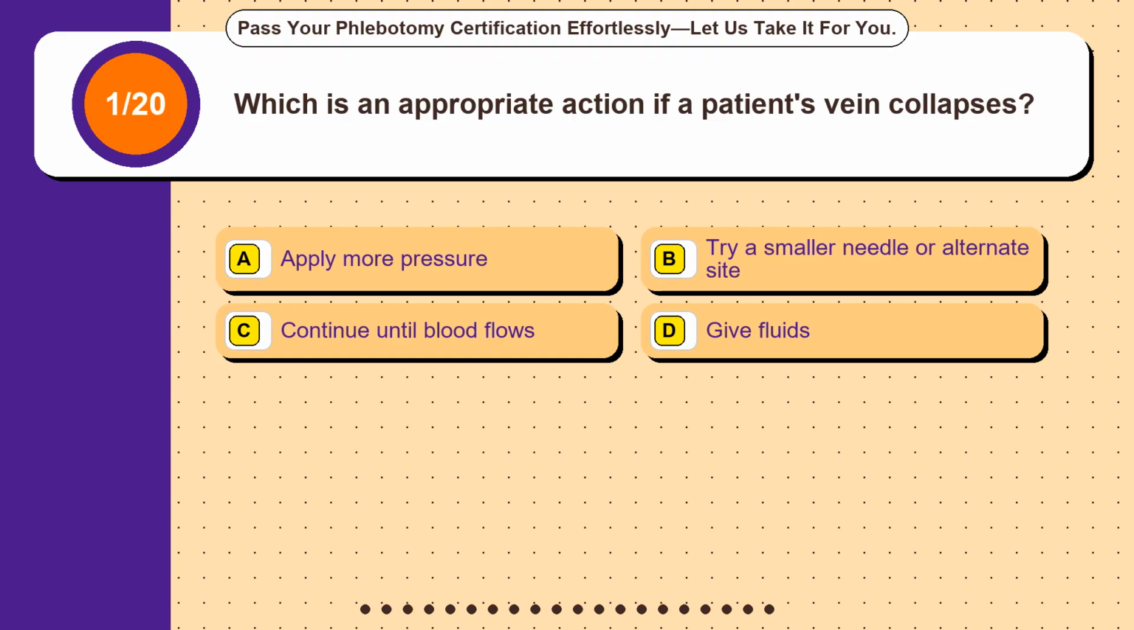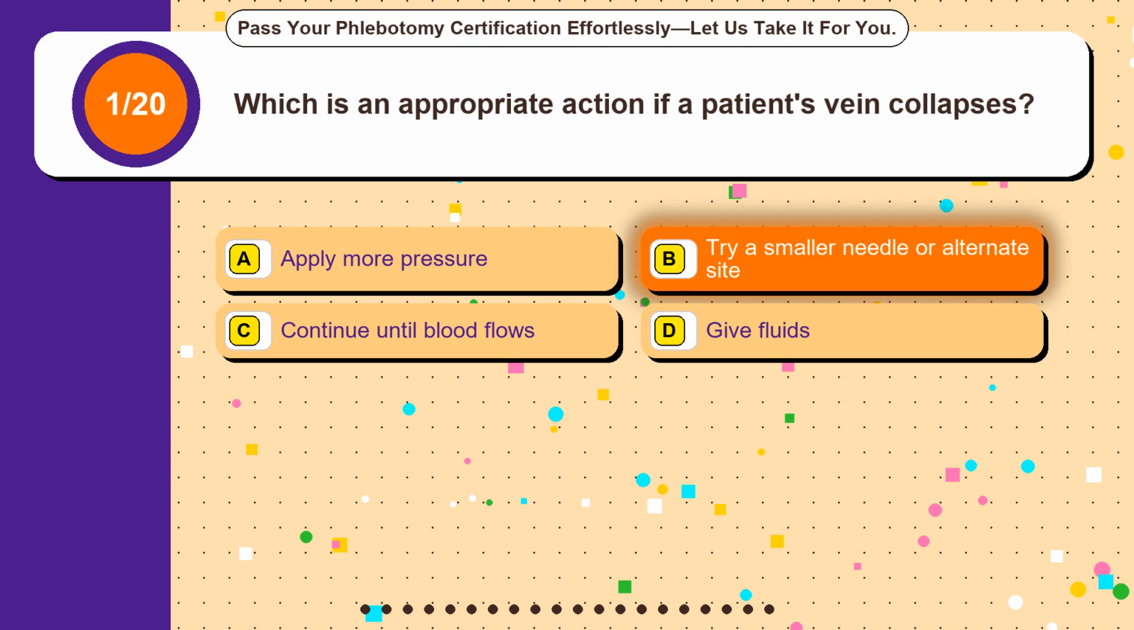Question 1. Which is an appropriate action if a patient's vein collapses? Option A. Apply more pressure. Option B. Try a smaller needle or alternate site. Option C. Continue until blood flows. Option D. Give fluids. The correct answer is option B.